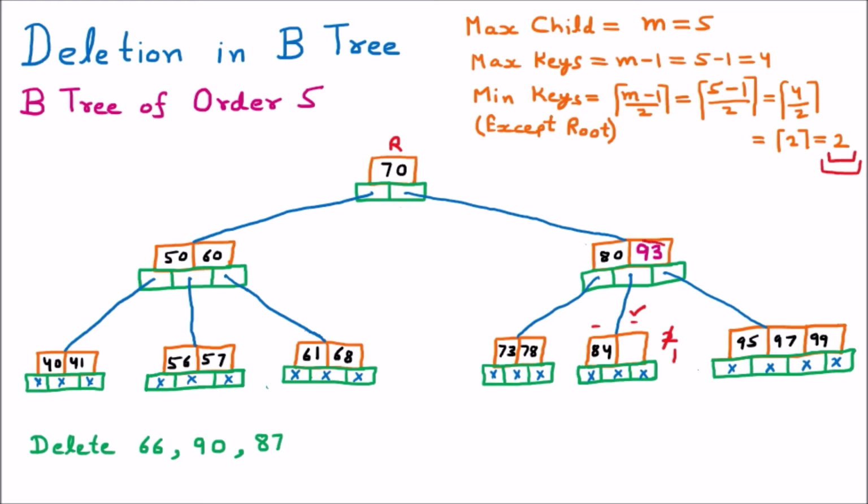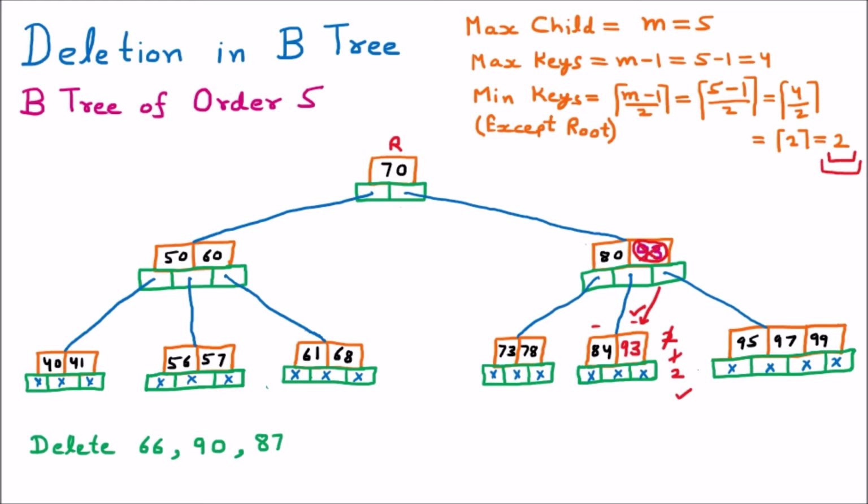So this 93 we are going to take, and this 93 will take the position from above to downward, and here the 93 will come. So here the 93 will take the position and it will come here, so that the keys will become 2 again and the condition will be followed. But here is the problem. Once we are taking the 93 from up to down, then we have to delete the 93 from the top.